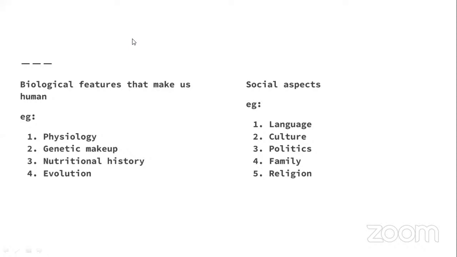OK, so we talked about two different aspects of anthropology. So we've talked about two different aspects of anthropology, the social aspect and the biological aspect. It's very easy. It's very interesting. It's a very interesting subject for everyone.